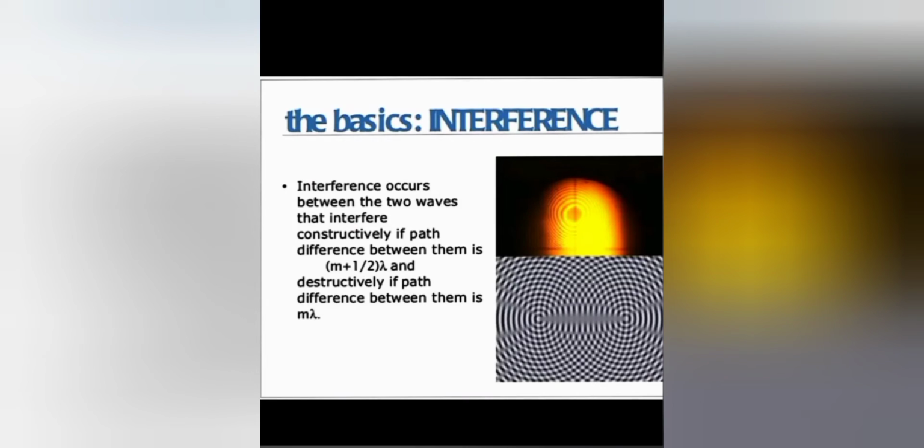The next we have is the basics of interference. Interference occurs between two waves that interfere constructively if the path difference between them is (m plus 1/2) lambda, and destructively if the path difference between them is m lambda.